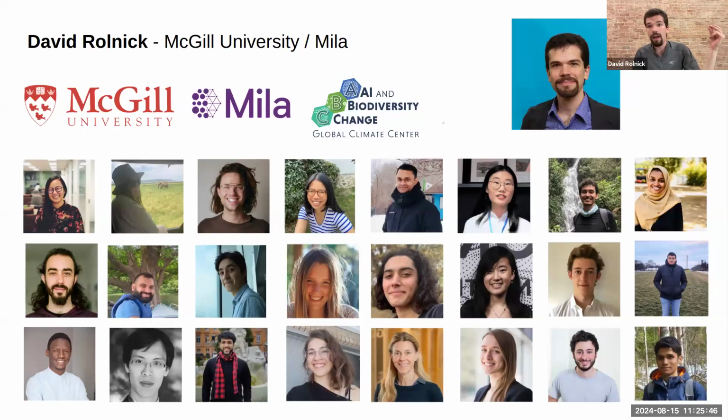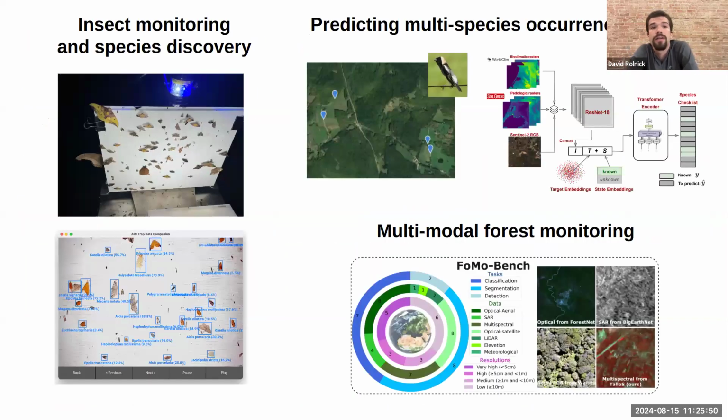In the biodiversity context, next slide, please. We work on a range of different applications, I can touch on three. We have several projects in insect monitoring and species discovery. So there are about 10 million species of insects estimated to occur on Earth. Of those, only 1 million have been described, and we don't have data on even those 1 million.